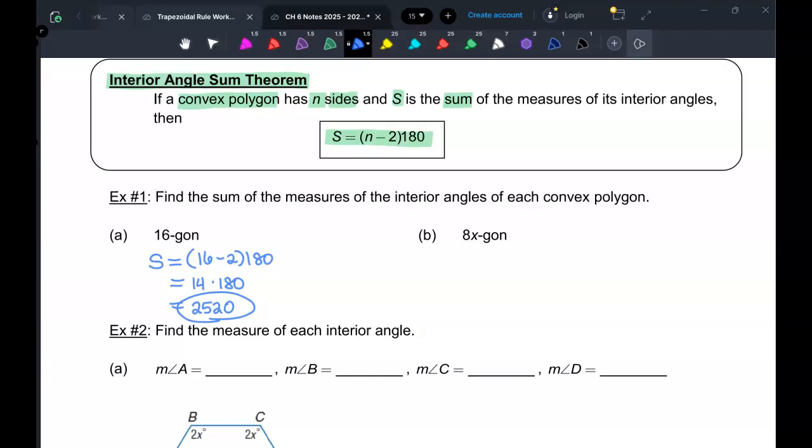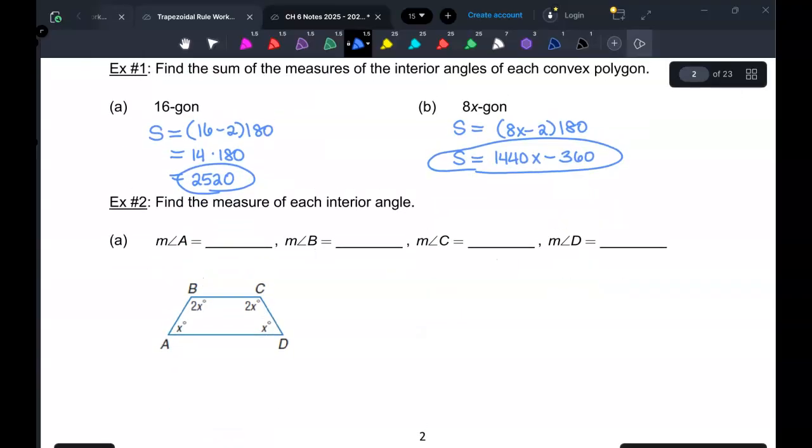Okay. Now we have something that's not an exact number. This is an 8x-gon. So that could be 8 times 10. It could be 8 times 12. We don't know what x is. How would we write that sum? 8x minus 2 times 180. So what can we do? We can distribute. So we're going to do 8x times 180. 1,440x minus 360. So we would just leave our answer like that. Good.